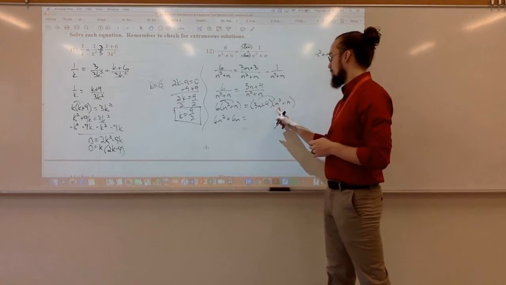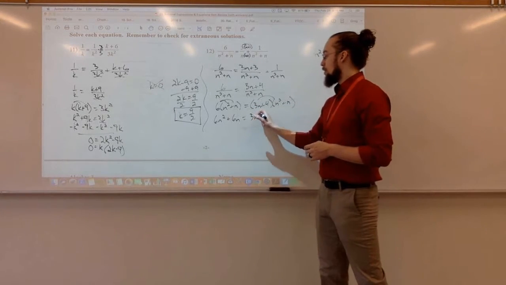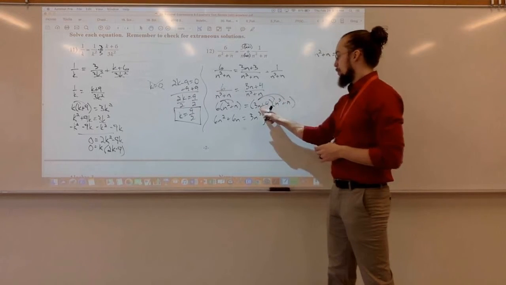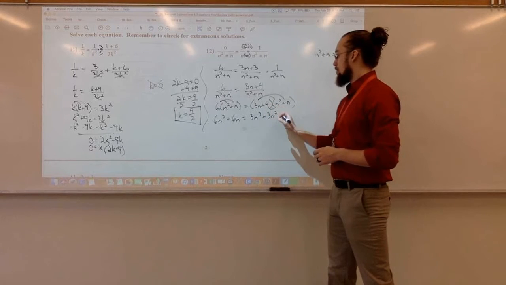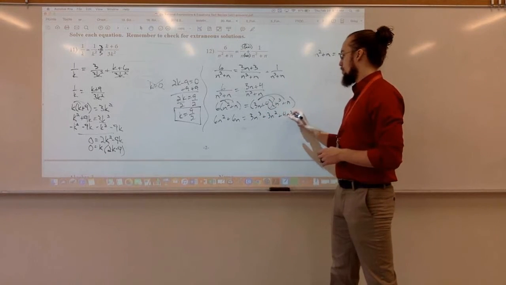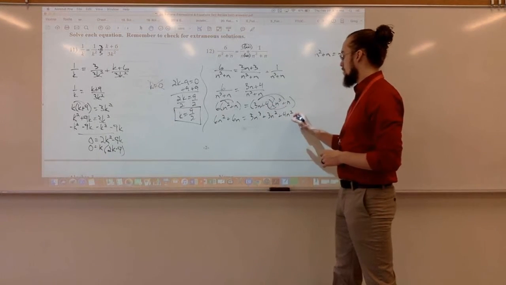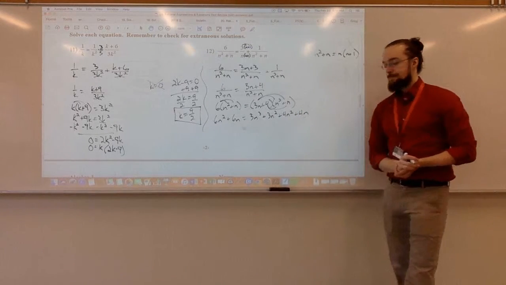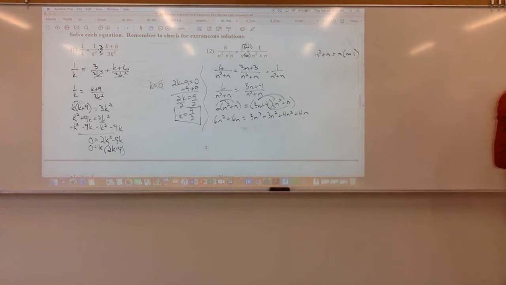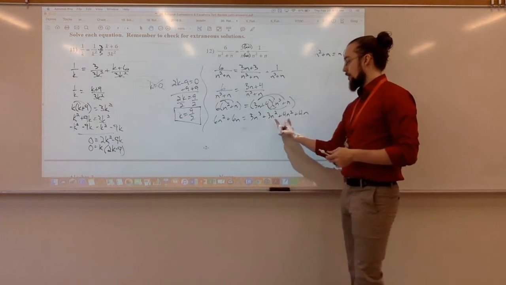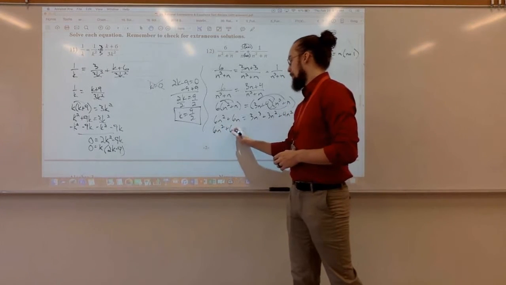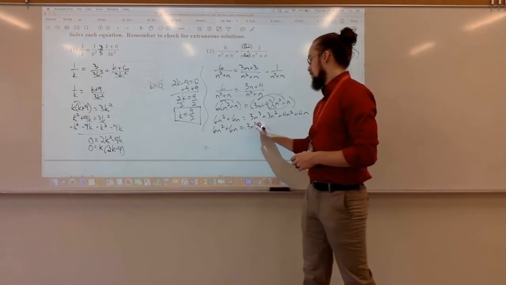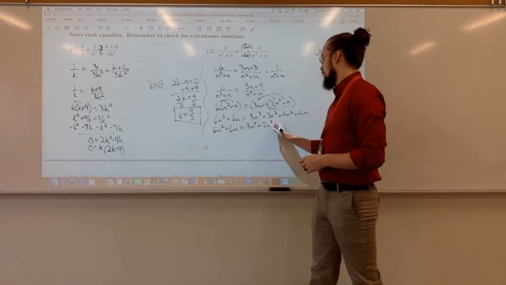So 3n times n squared would be 3n cubed. 3n times n would be 3n squared. Then 4 times n squared would be 4n squared. 4 times n, 4n. So now, I want to combine like terms. On the right side of the equation, I've got 3n squared and 4n squared, so let me combine those first. So that would be 7n squared.